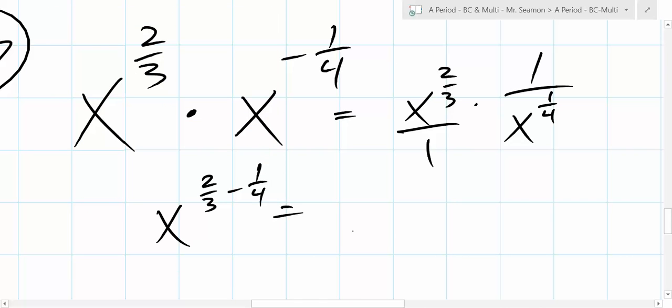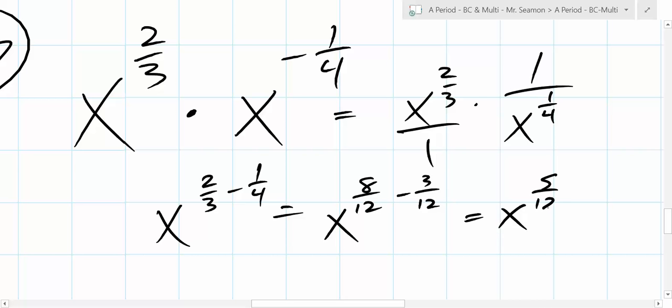So when we do this out, you need a common denominator. You're going to multiply the first one by 4. So it's going to be 8 over what? 12 minus what? 3 over 12? X to the 5 over 12.